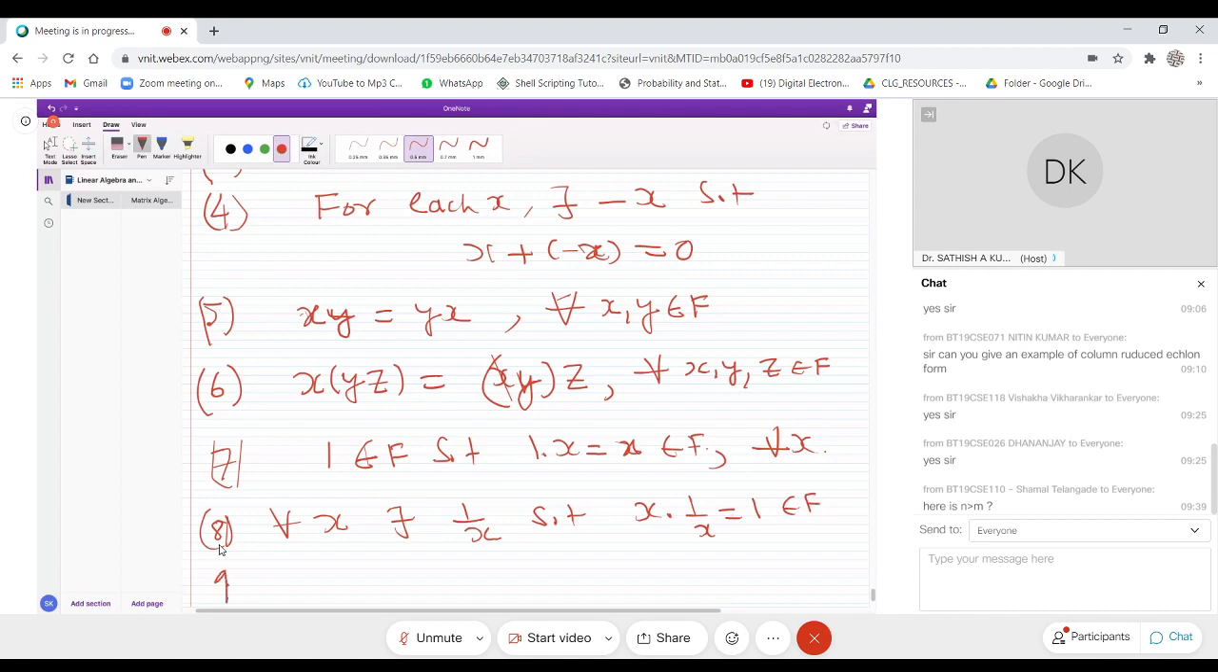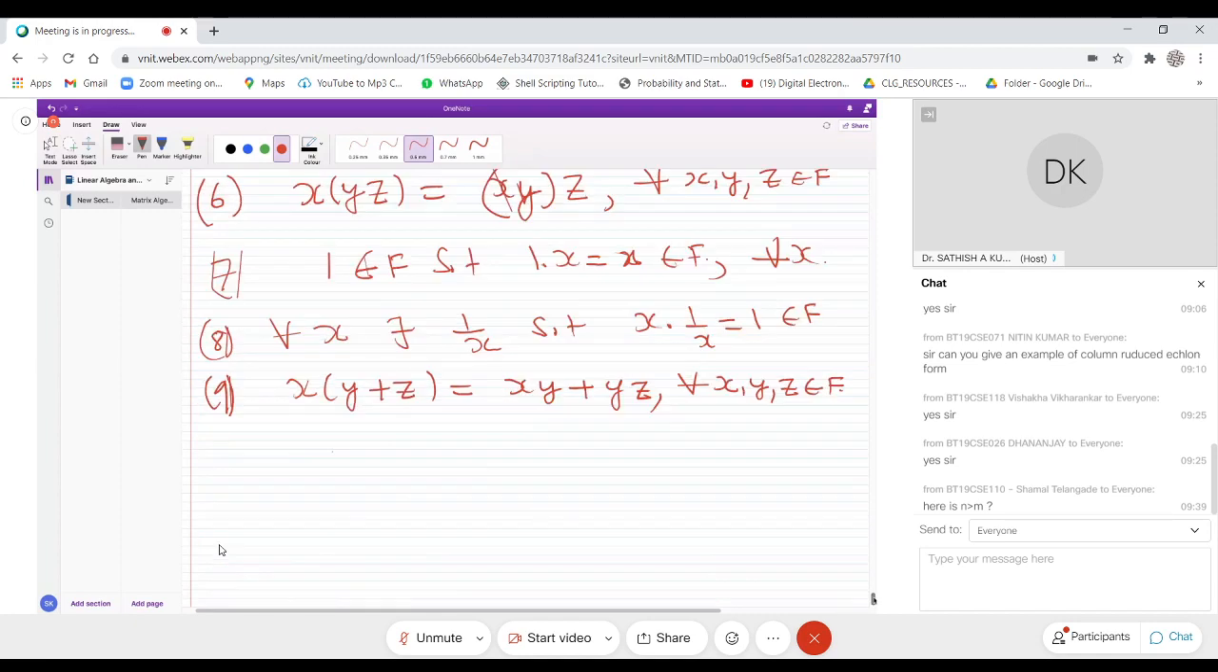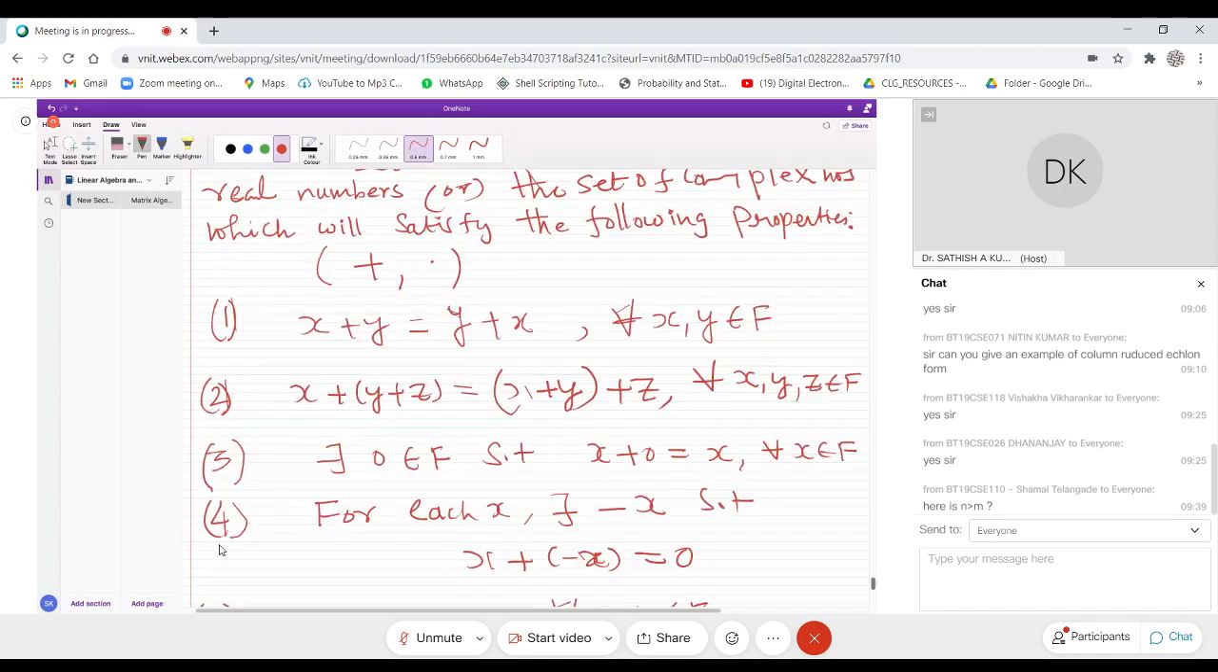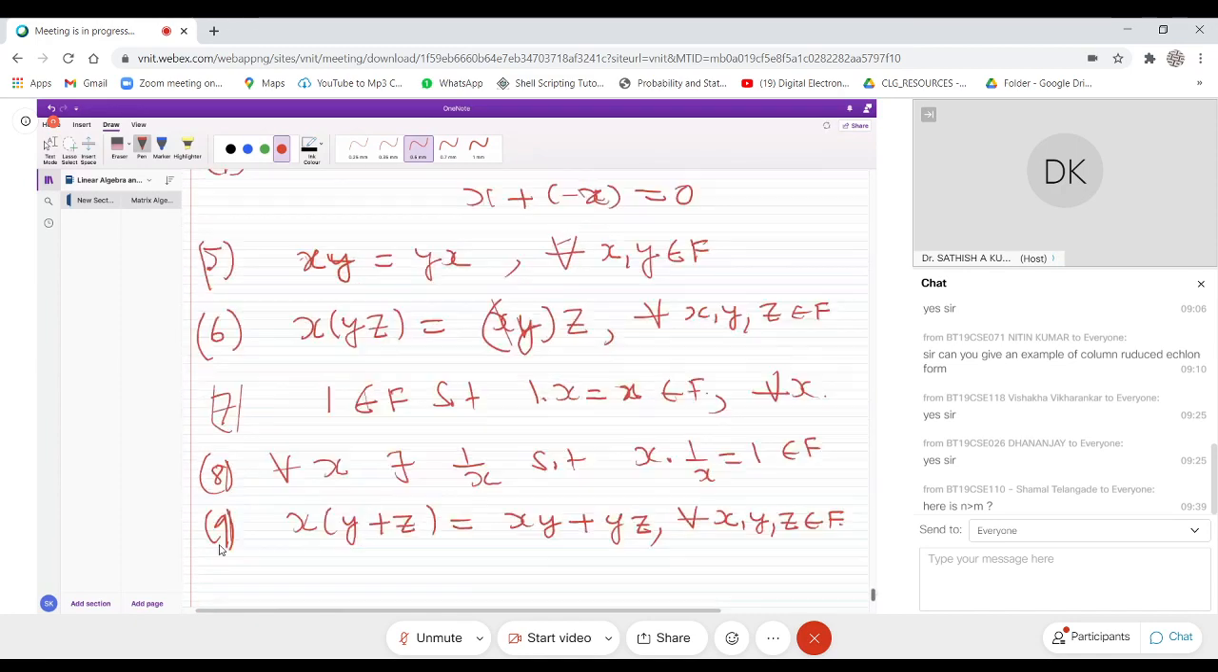And the last property, addition and multiplication both can be combined together, so that is nothing but x into y plus z equals xy plus xz. This is true for all values of x, y, z in F. Okay, so if I want to say something is a field, it should satisfy all these 9 properties.